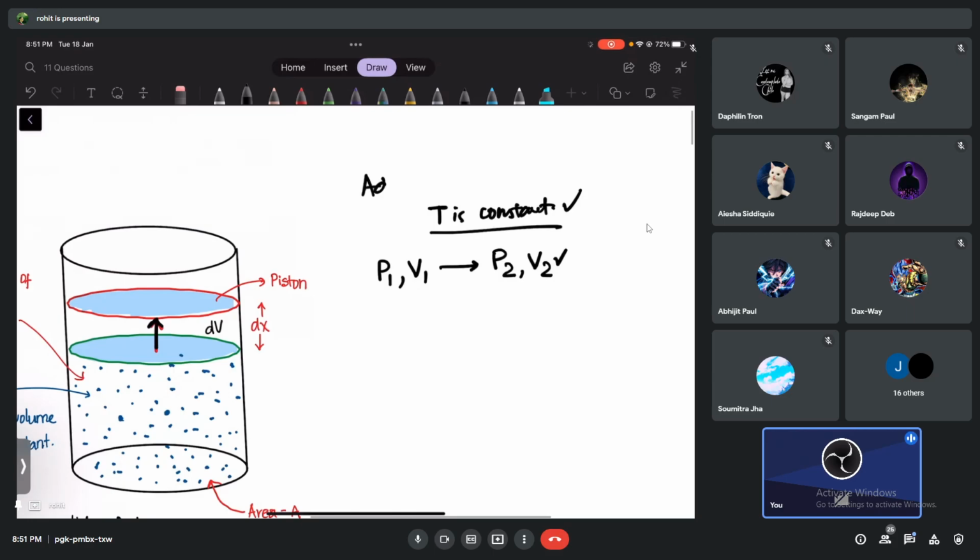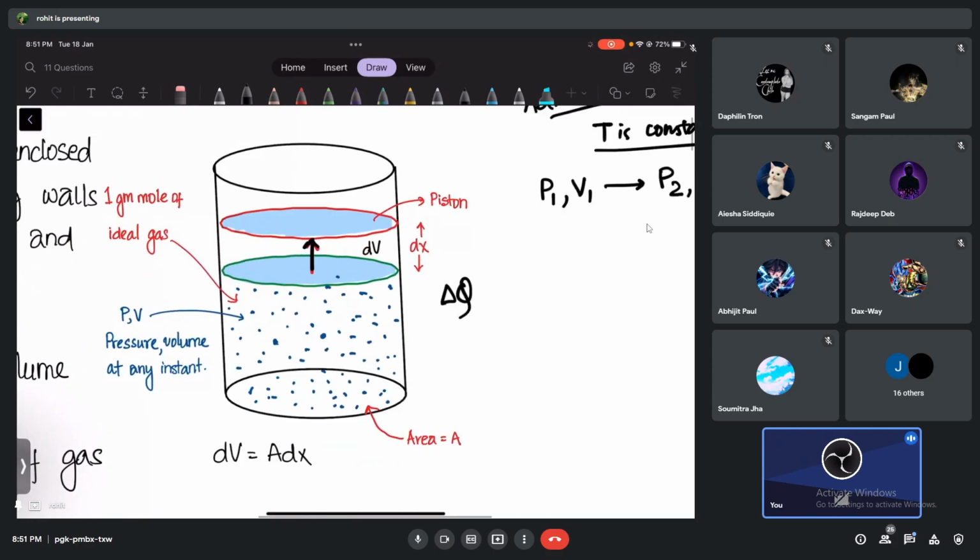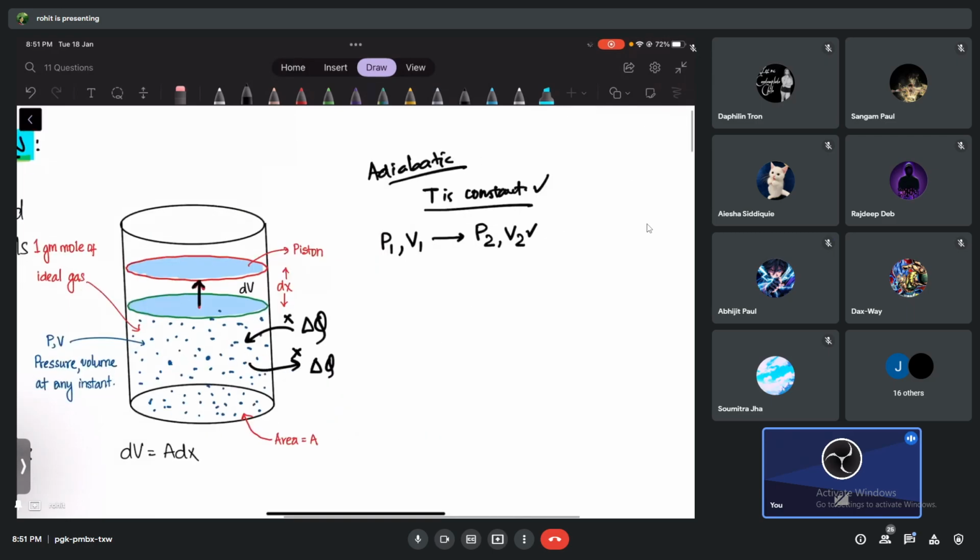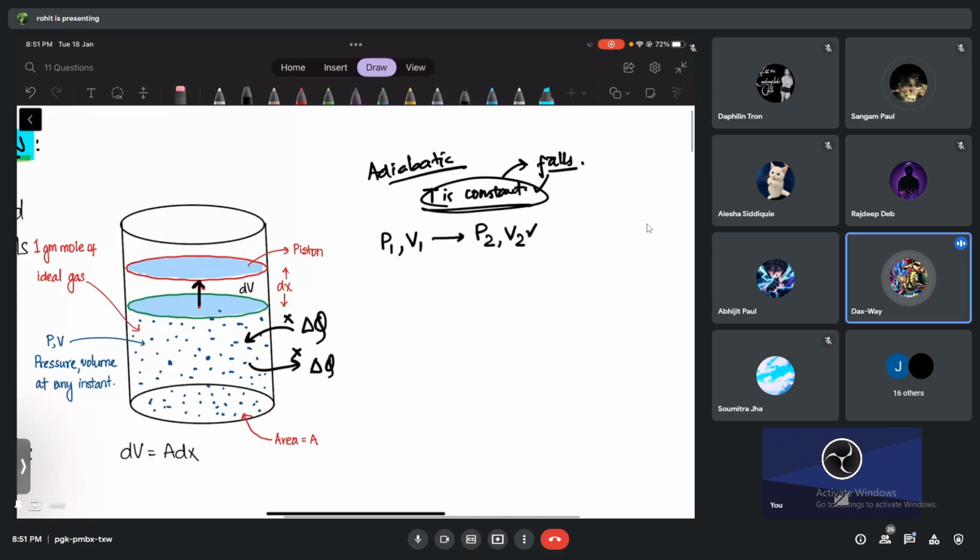And we have learned something, right? Under adiabatic conditions, do you gain heat or not? Delta Q, you don't gain heat, you don't lose heat. So what happens to the gas? Does the temperature remain constant, or during expansion does the temperature fall? Temperature falls. So P1 V1 is a state with a temperature of how much?